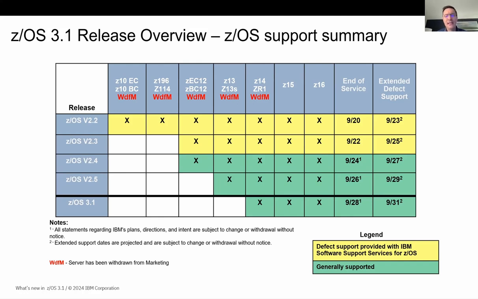As you can see, z/OS 3.1 supports 3 levels of hardware. We've always done that when we deliver a new release of z/OS. We support N to N minus 2 levels of hardware. So that's z14, 15, and 16.